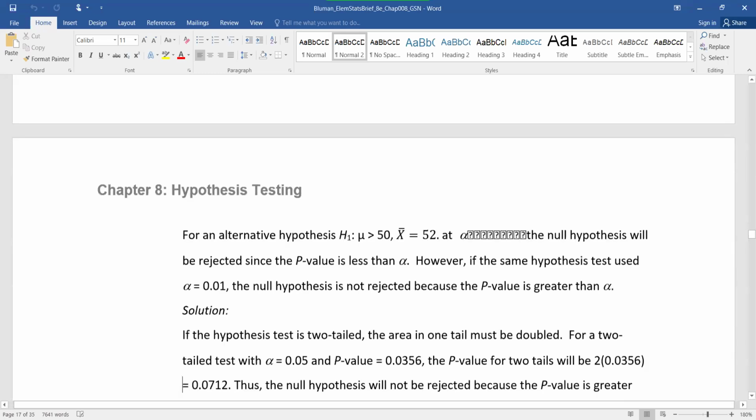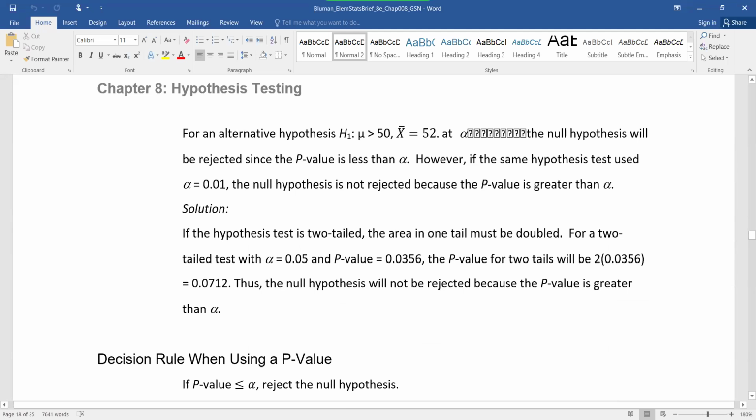For an alternative hypothesis, let's see. Suppose a computer printout shows a p-value of 0.0356. The alternative hypothesis claims that the mean is greater than 50. Our sample mean ended up being 52, and our alpha, or significance level, is 0.05. The null hypothesis will be rejected since the p-value is less than the alpha.